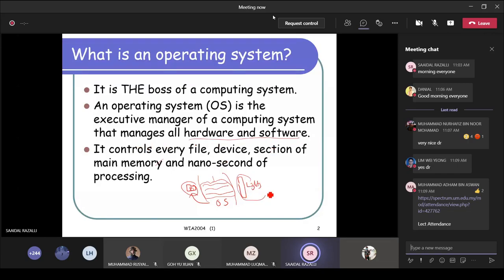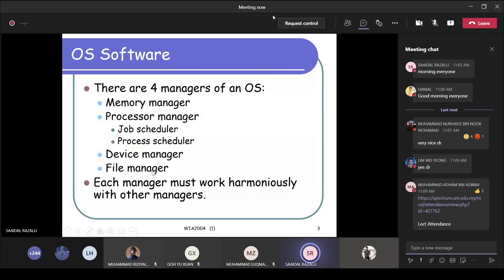So in this case, the hardware is the lights. So this OS controls everything. Here is an OS. It controls every file, device, section of main memory, and nanosecond of processing. So basically, in a computer, you have memory, RAM, and processor.